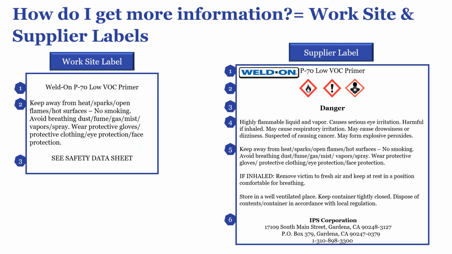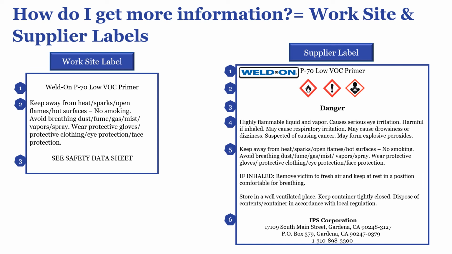Part 4. How do I get more information? Let's start with the worksite and supplier labels. Worksite labels are created by workers on a worksite using the supplier label. There are 3 required elements: 1. Product identifier. 2. Precautionary measures. And 3. A reference to the SDS.